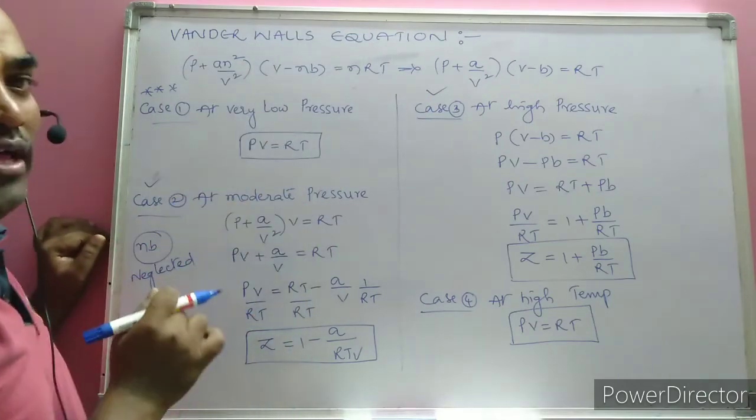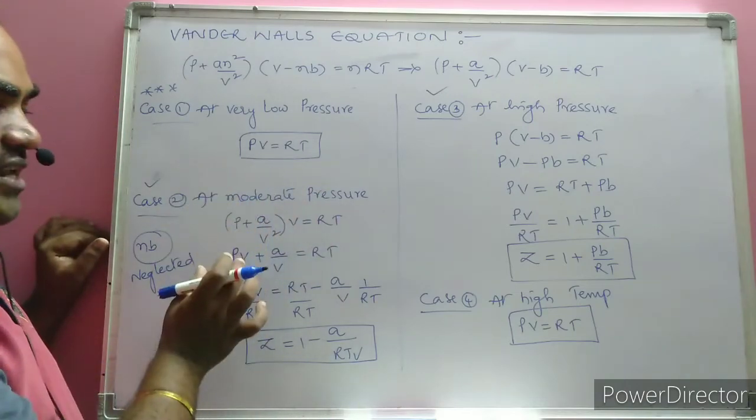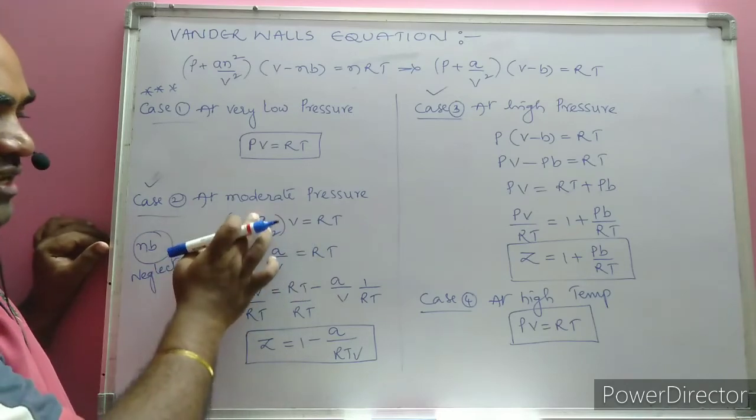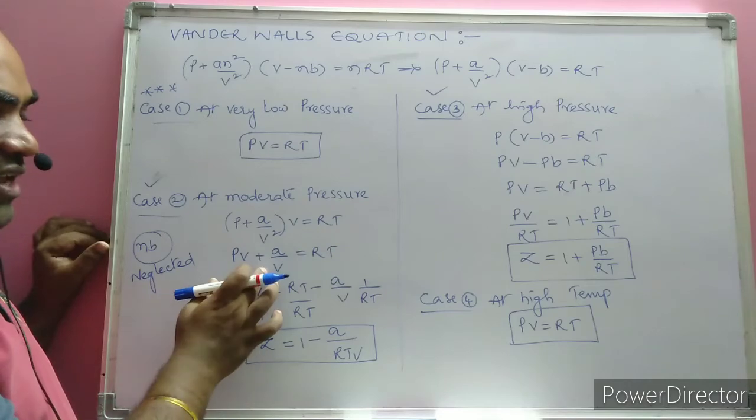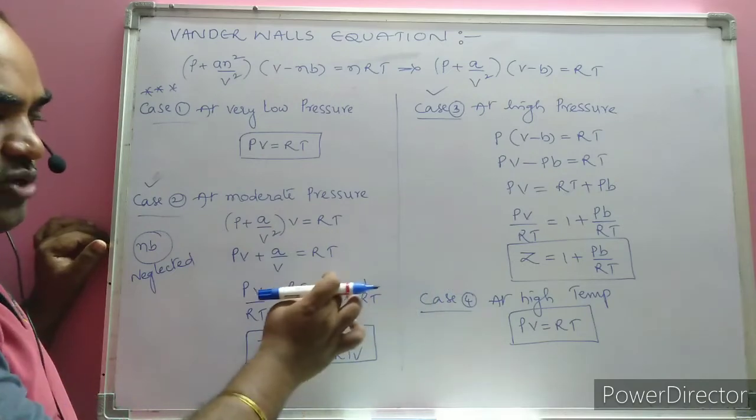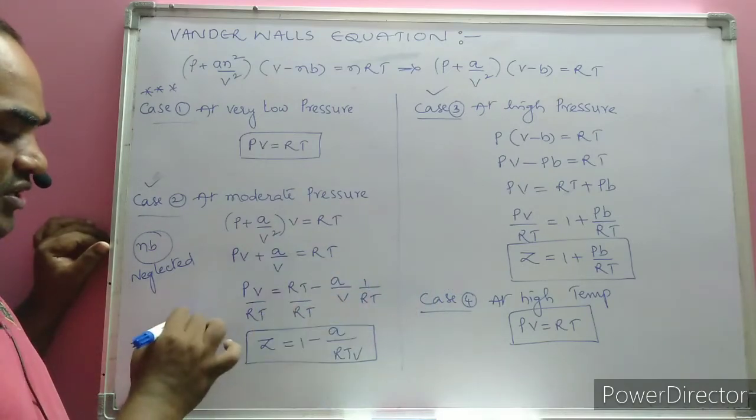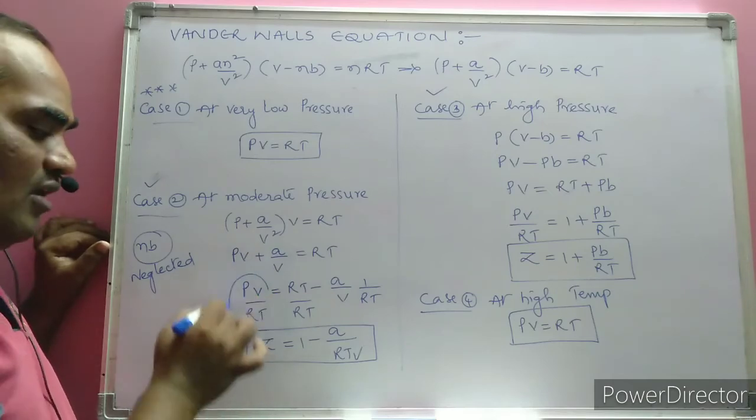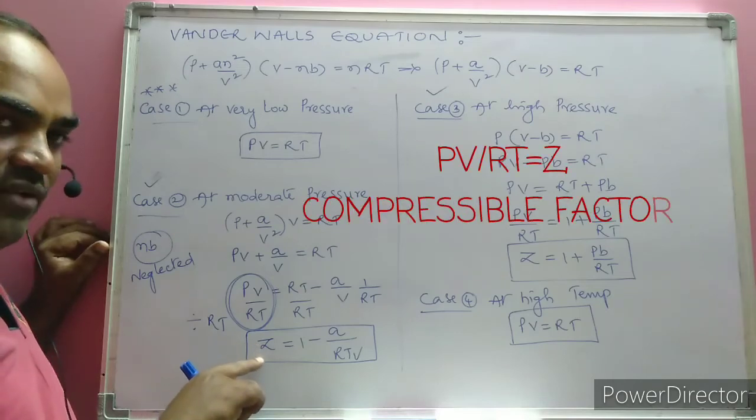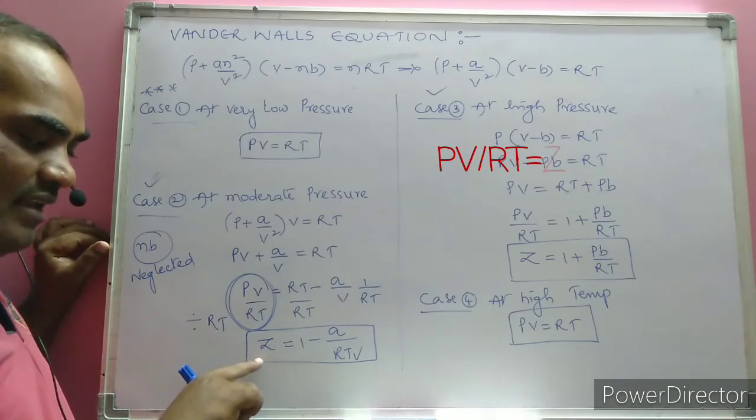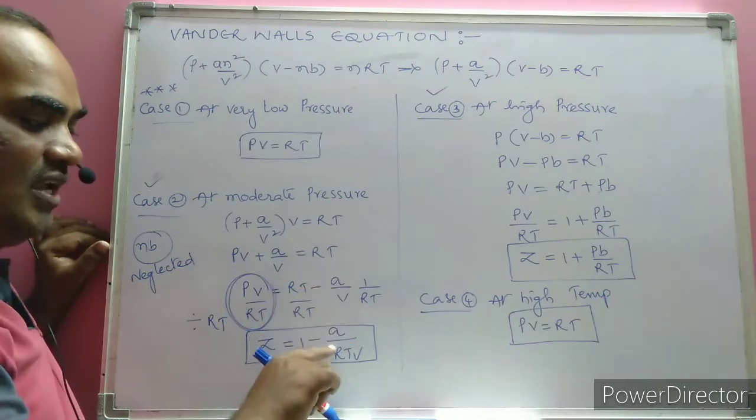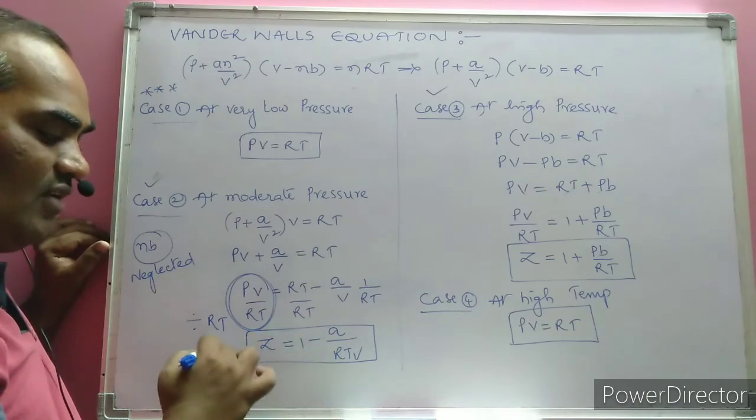Next one, at moderate pressure. At moderate pressure, the nb or b value can be neglected. P plus a by V square into V is equal to RT. PV plus a by V is equal to RT. Then PV by RT is equal to 1 minus a by V, the total divided by RT. PV by RT is a very important one, that is the compressibility factor: molar volume of a gas by molar volume of an ideal gas is the compressibility factor Z. So Z is equal to 1 minus a by RTV.